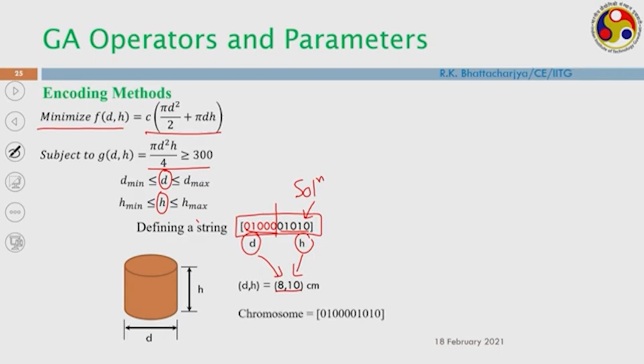So, here the chromosome is 0 1 0 0 0 0 1 0 1 0. I can decode this chromosome, and if I decode it, I will get D equal to 8 and H equal to 10. Putting those values in the objective function, I can also find out what the fitness value will be for this particular chromosome.